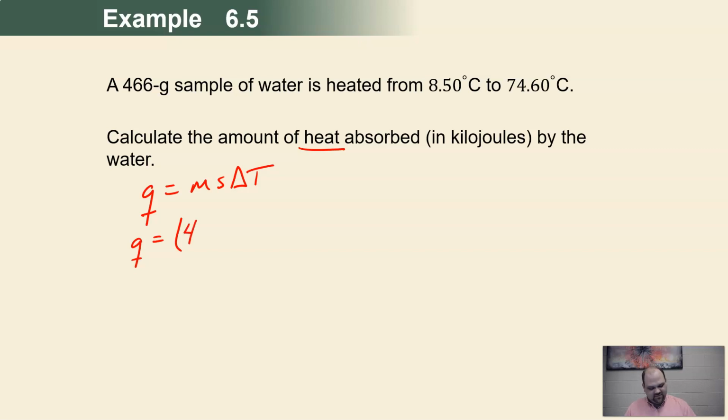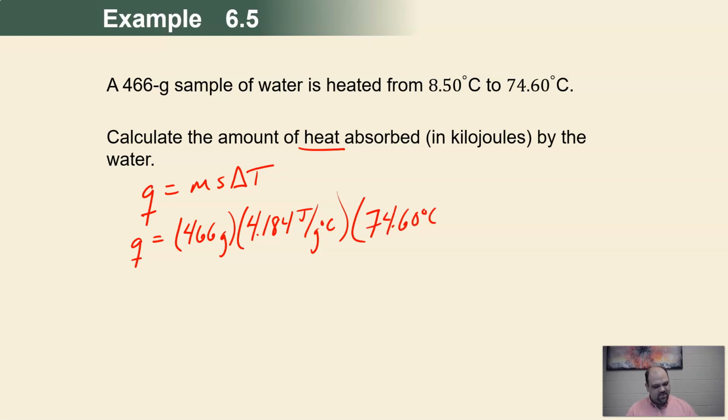Our mass is given, 466 grams of water. Our specific heat for water was on the previous slide, 4.184 joules per gram degree C. And then we need to calculate our delta T, right? It's the final temperature, 74.6 degrees C, minus the initial temperature, 8.5 degrees C. So we do all of that, and we get Q is equal to 1.29 times 10 to the 5th joules.